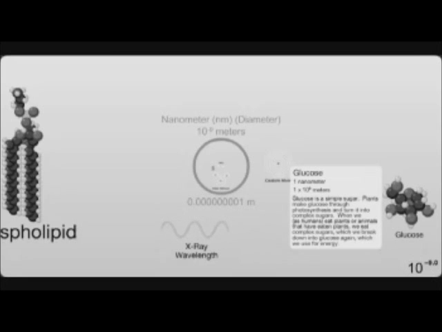Glucose is a simple sugar. Plants make glucose through photosynthesis and turn it into complex sugars. When we as humans eat plants or animals that have eaten plants, we eat complex sugars, which we break down into glucose again, which we use for energy.